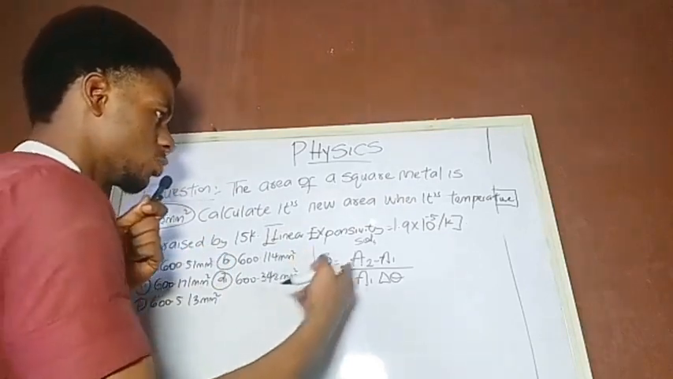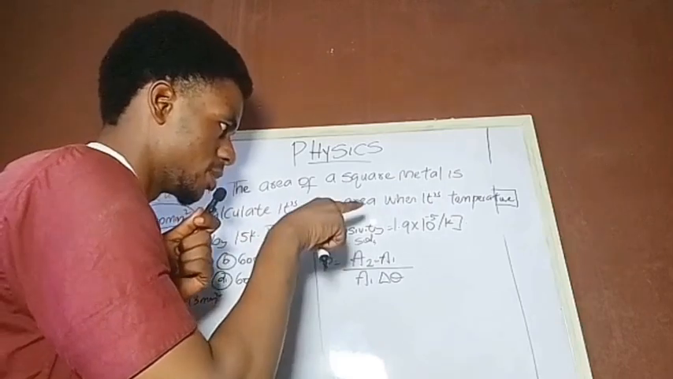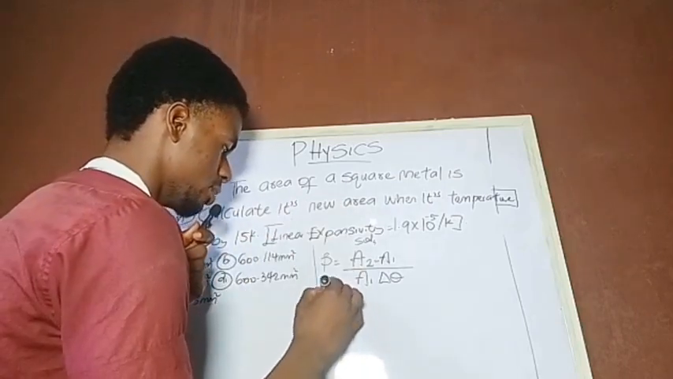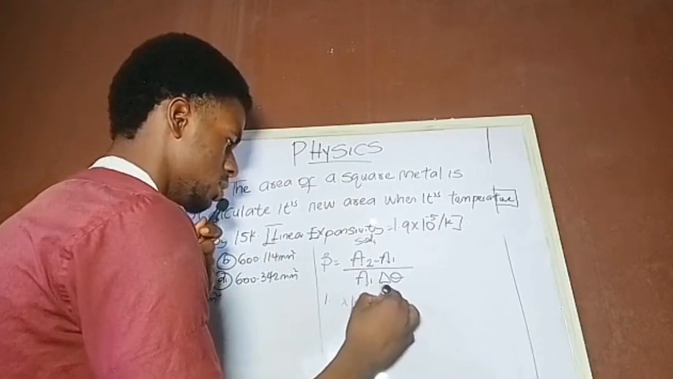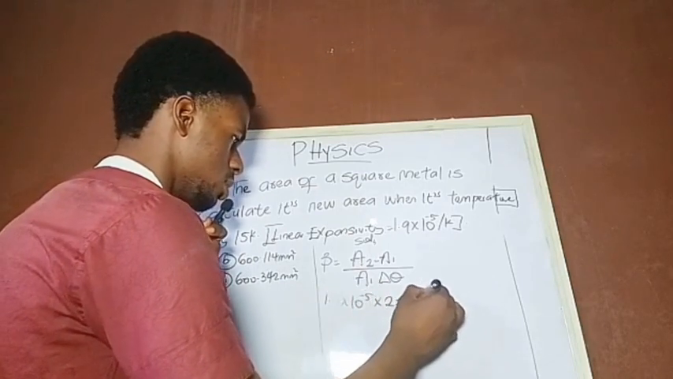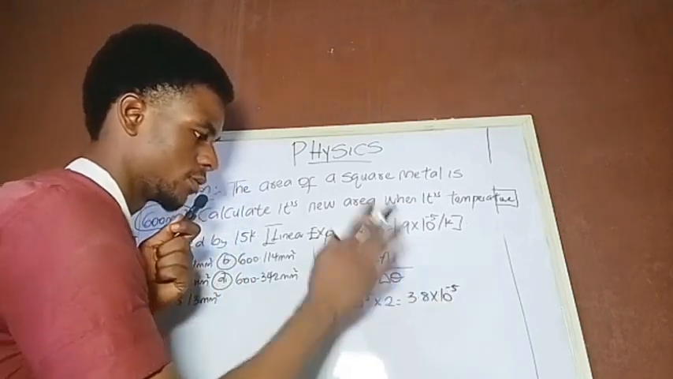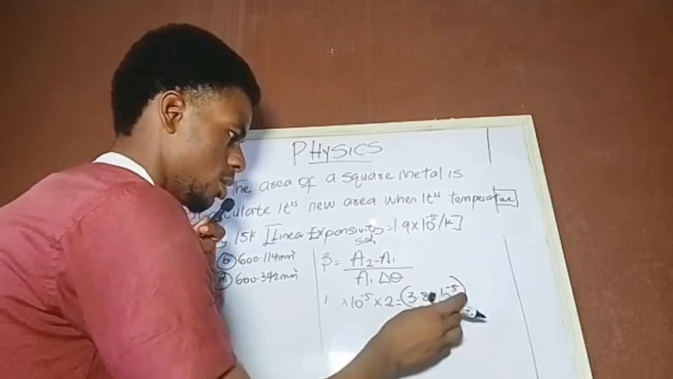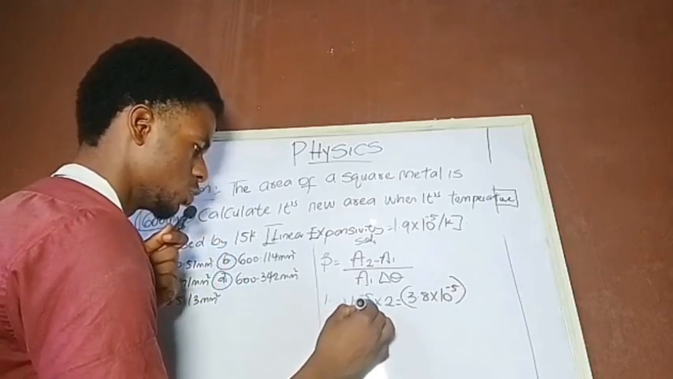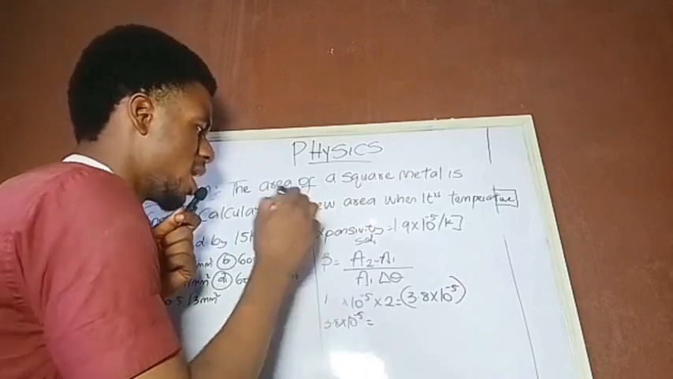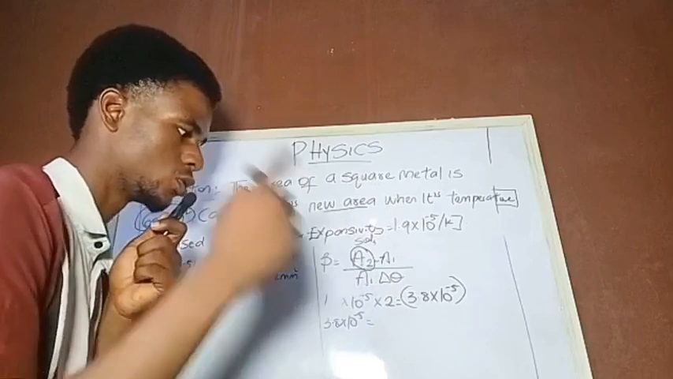So now my beta is what? Remember, beta is 2 times the linear expansivity. So 1.9 times 10 raised to the power of minus 5 times 2 will give you 3.8 times 10 raised to the power of minus 5. So now this is my beta. So I put it here. 3.8 times 10 raised to the power of minus 5 equals, we are asked to look for the new area, which is this A2.